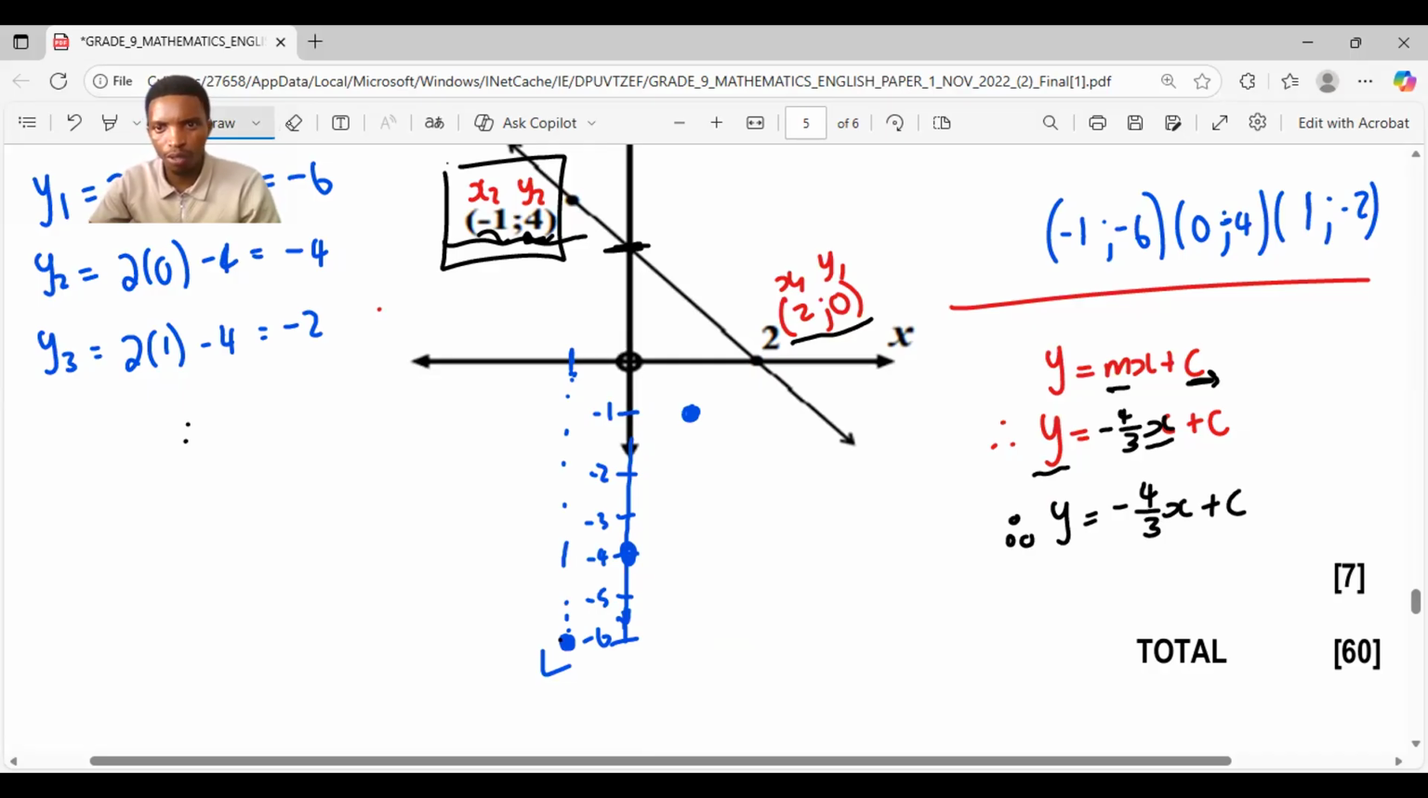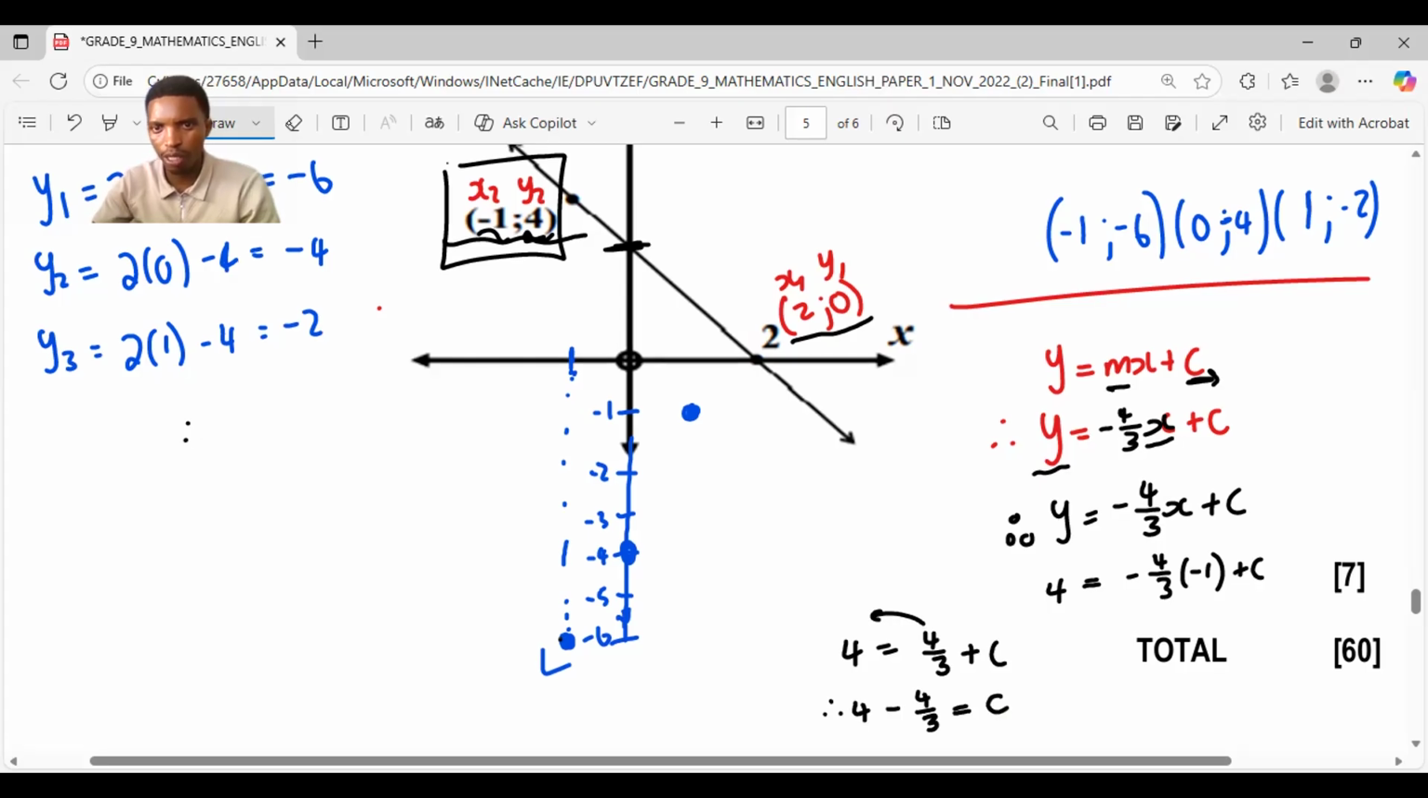Then at the place of y, we said we're going to use 4. And then we have -4 over 3. At the place of x, we're going to use -1 plus c. Then we're going to have 4 is equals to 4 over 3 plus c. We take this one over to that side. Therefore, we're going to have 4 minus 4 over 3 is equals to c. How much is that? When you put that in the calculator, how much do you guys get for this?